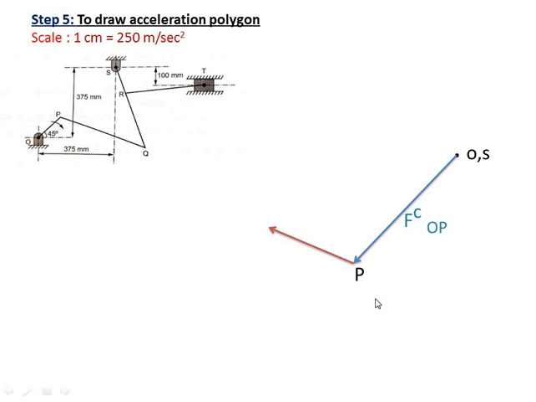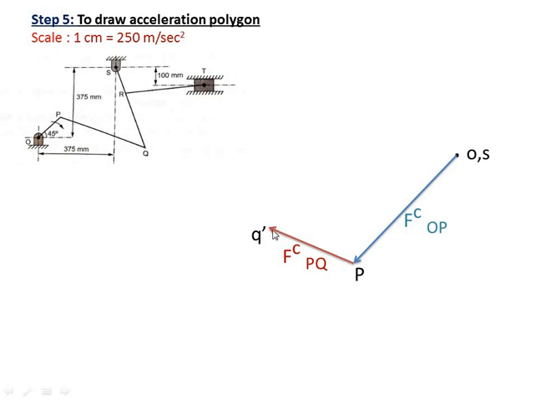Don't get confused that towards P means you have to draw it over here. Towards P only decides the upward or downward direction. Once you get the upward direction, from P you draw it upward. The magnitude is known: take the centripetal acceleration from the table, multiply by the scale, and with that magnitude and this direction, locate point Q dash. So this is the centripetal acceleration of PQ.